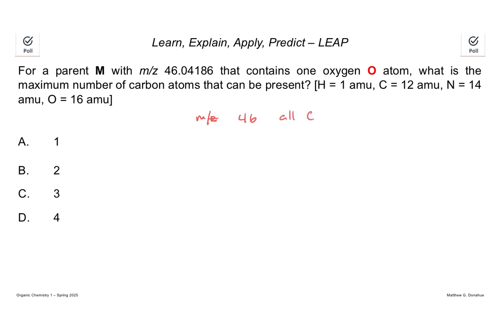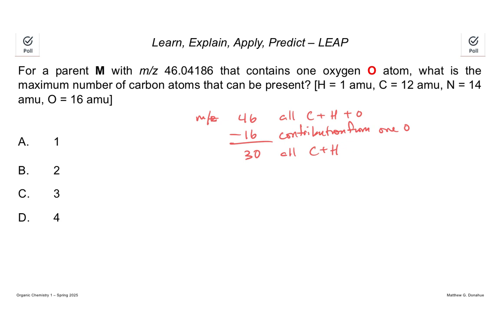We're assuming there's C and H, so that's agreed upon because this is organic. And it's telling us there's one oxygen. So we're going to subtract out the contribution from oxygen. And that mass is 16. So that gets us 30. And all of that 30 has to contain the C's and the H's.